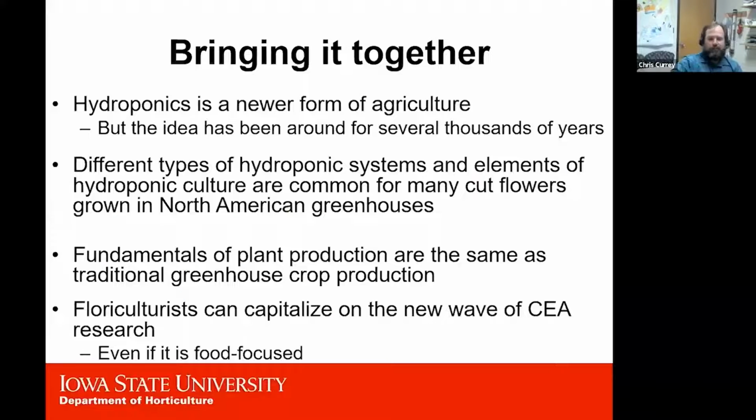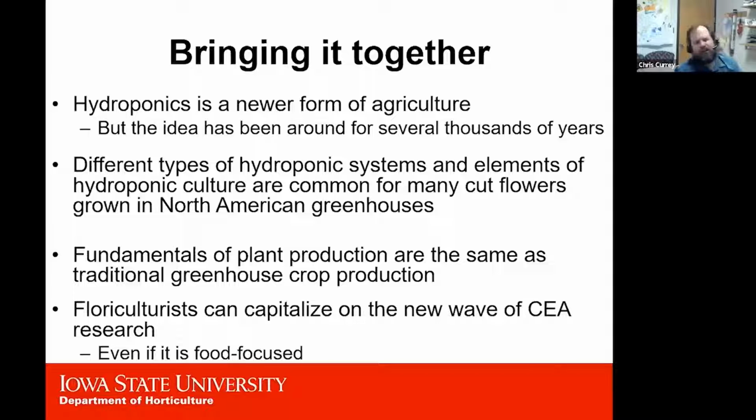So when we think about all this put together, again, hydroponics is very popular right now. And it is a newer form of agriculture, and it's starting to get very refined. But when we think about it, the idea has really been around for several thousands of years. Maybe not in the same version it is now, but in a prototype form. Different types of hydroponic systems, as well as elements of hydroponic culture, are commonly used for cut flowers grown in North American greenhouses, as well as protected structures outside of North America.